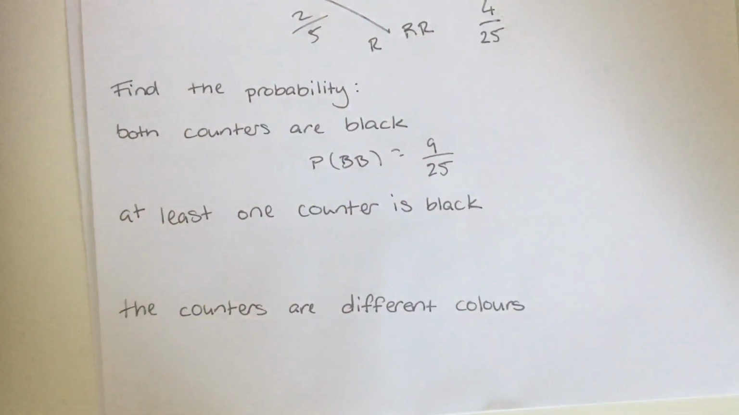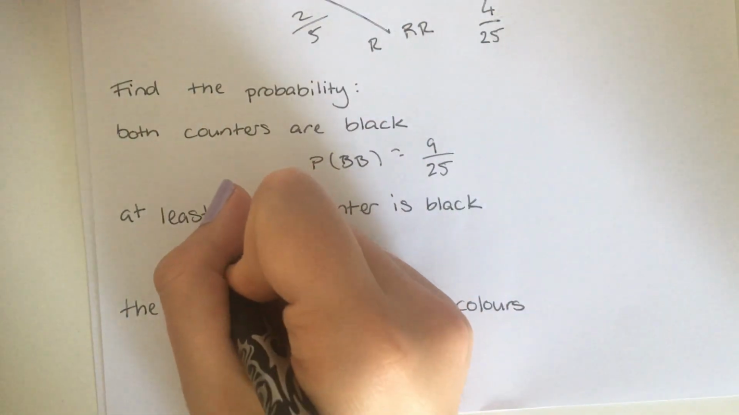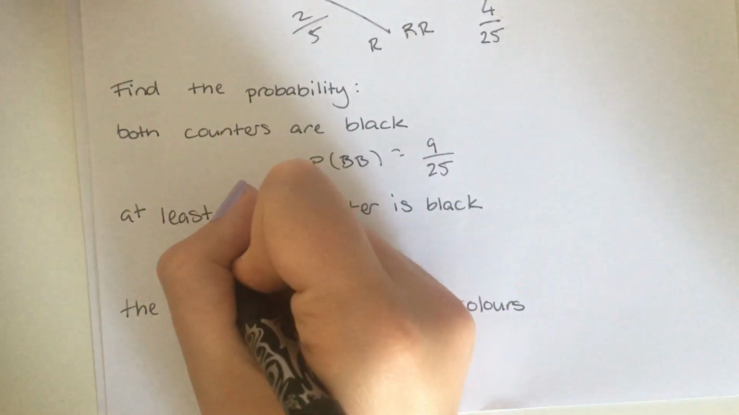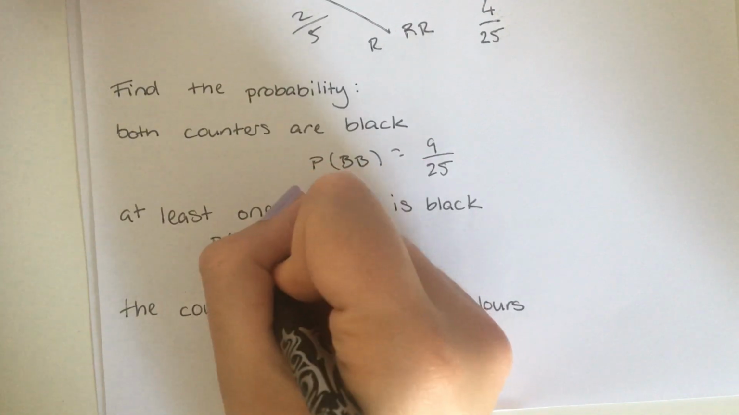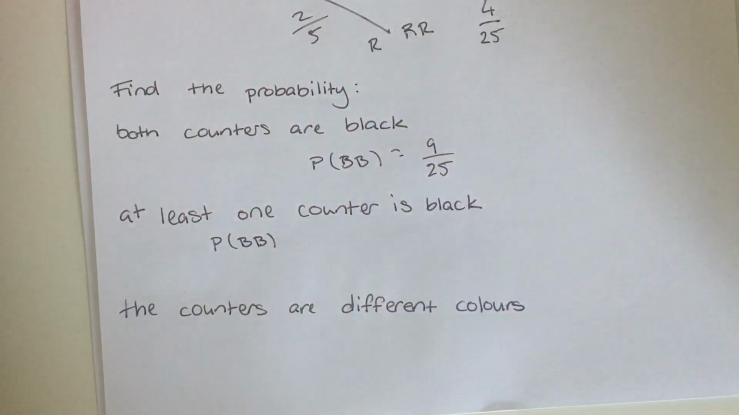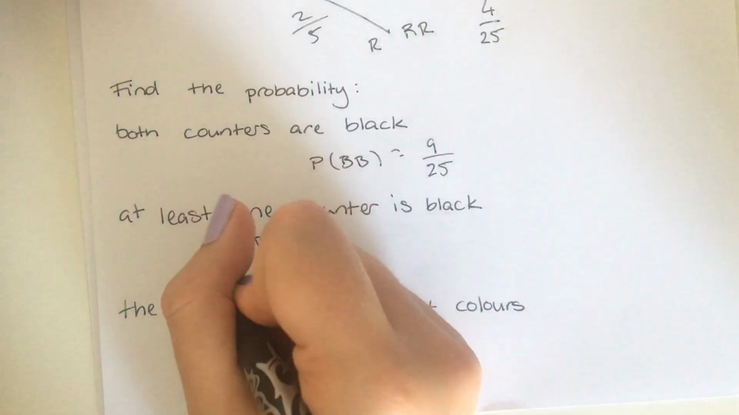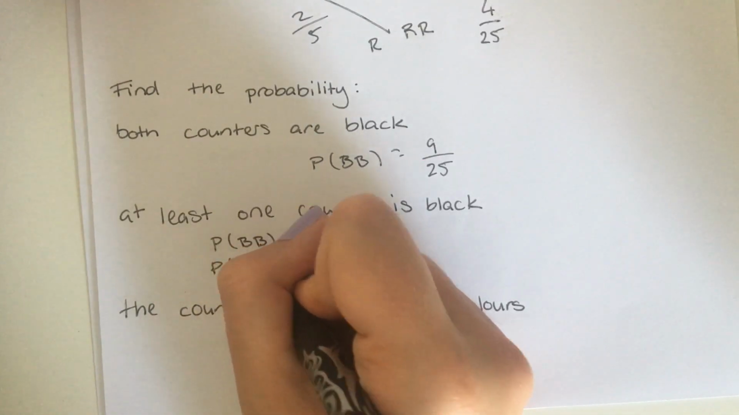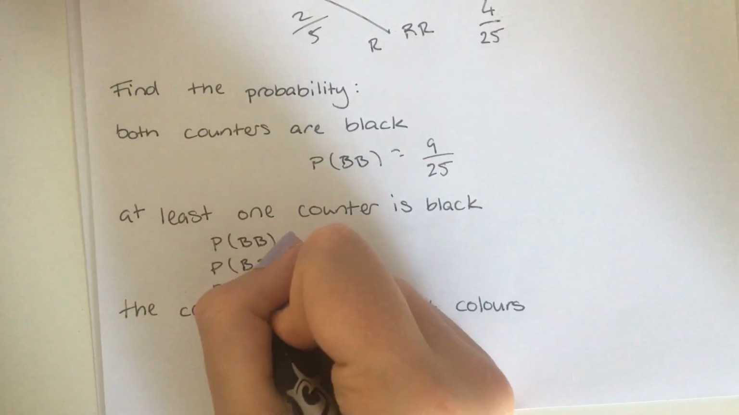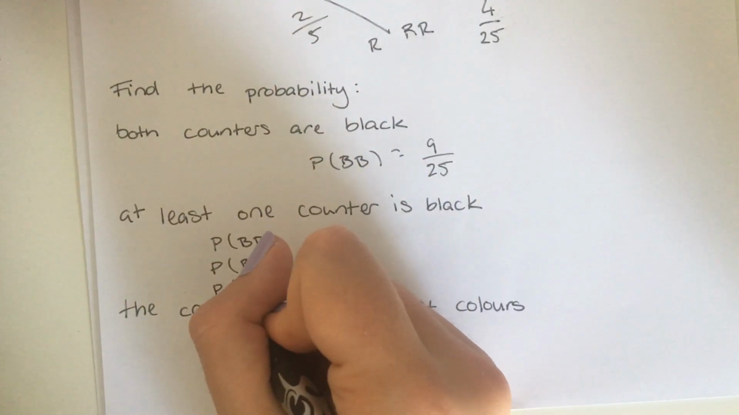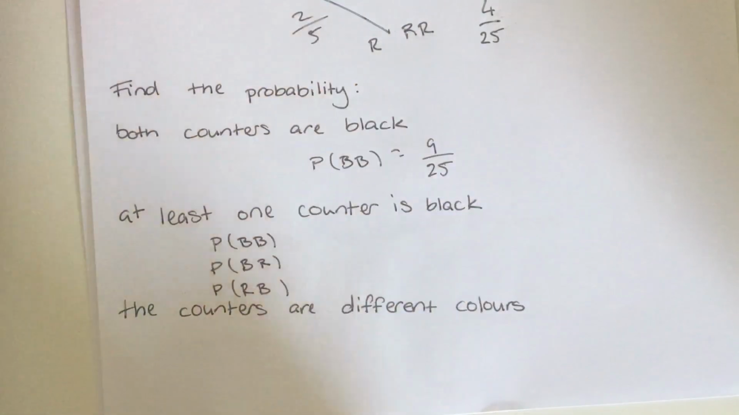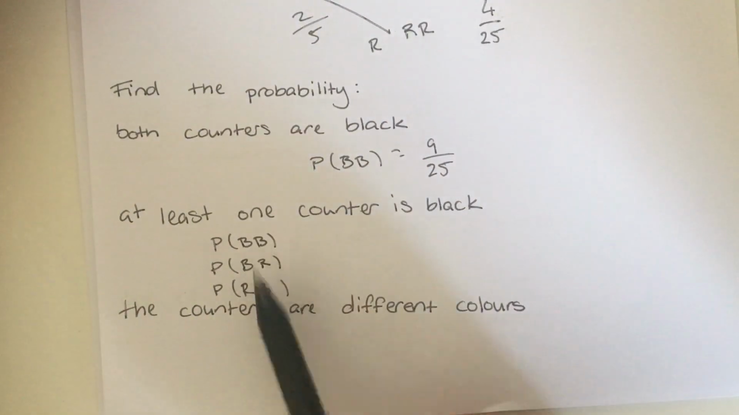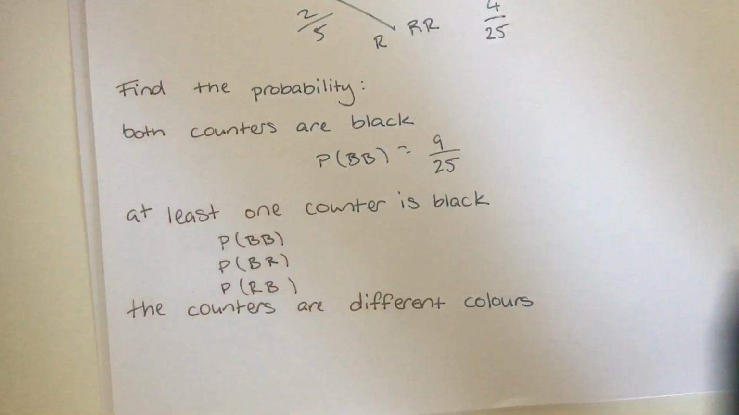And then I want the probability that at least one counter is black. So to get at least one counter black, I could have got black, black, or I could have got black, red, or I could have got red, black. Do you see how in any one of these scenarios we have at least one black? I've got a black there and a black there. Here I've got both, but that still counts as having at least one.